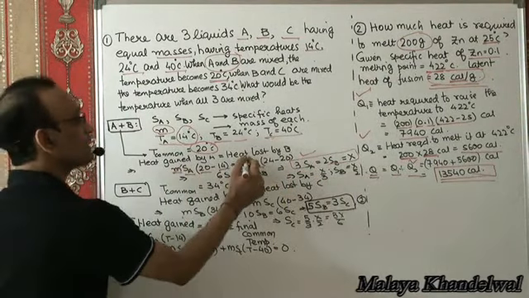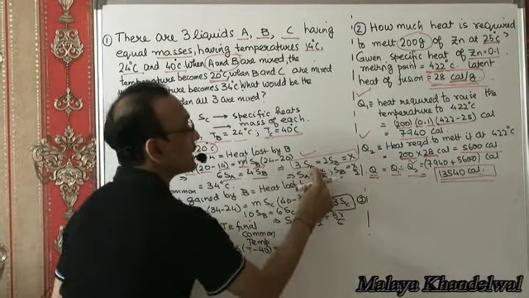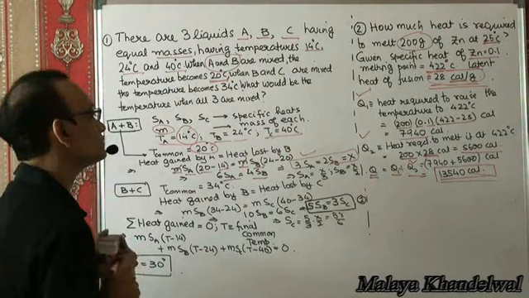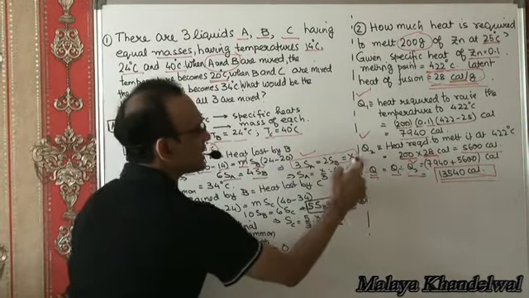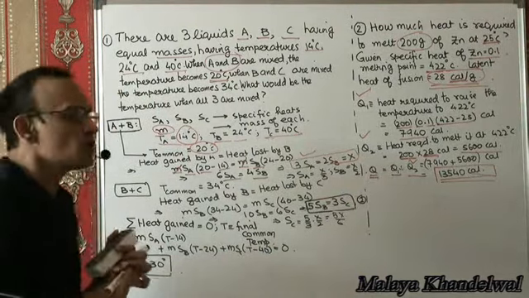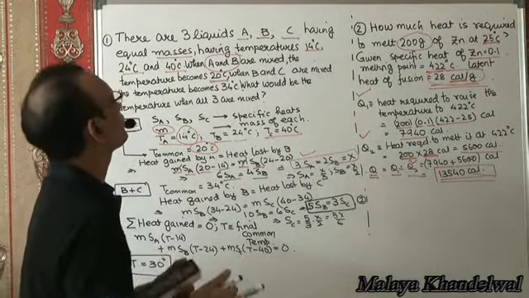So M and M will get cancelled, and I get a relationship between SA and SB: 3 times SA is 2 times SB is X. Yes or no? So SA is X by 3, and SB is X by 2, right? So I want to write specific heats in terms of X.